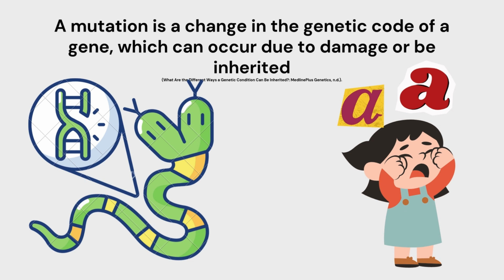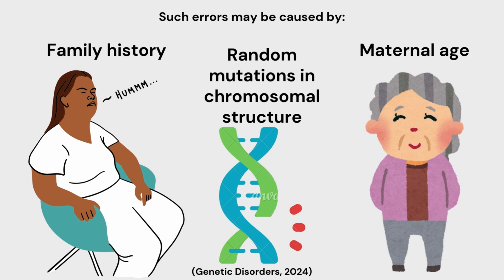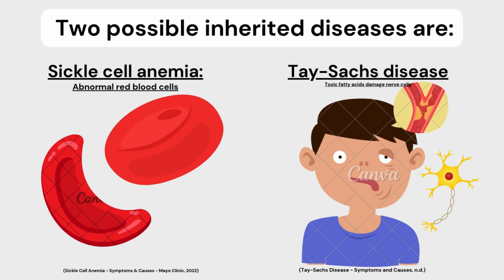A mutation is a change in the genetic code of a gene which can occur due to damage or be inherited, while deletion is when a part of a chromosome is lost or deleted. Such errors may be caused by environmental influences, random mutations in chromosomal structure, maternal age, family history, or cell division errors, called non-disjunction, when parents give more or fewer chromosomes than required to their child. Two such inherited diseases are sickle cell anemia, where the red blood cells of the individual acquire abnormal shapes, and Tay-Sachs disease, which causes a buildup of toxic fatty acids, causing damage to the nerve cells.